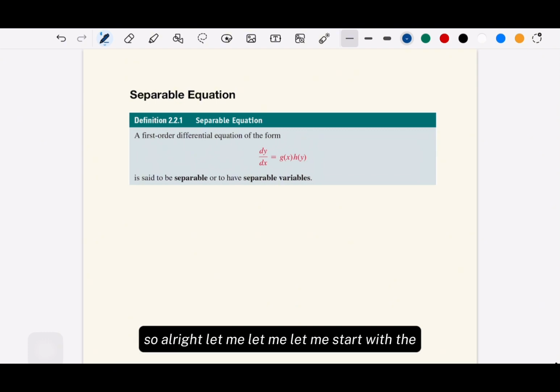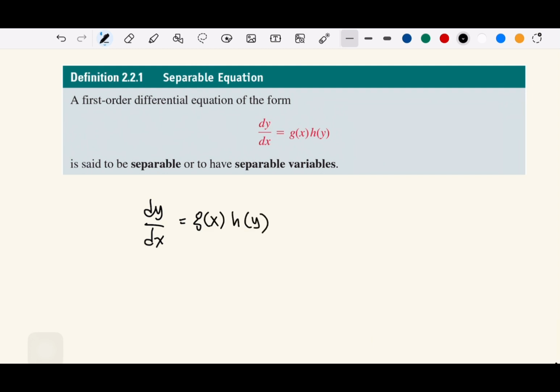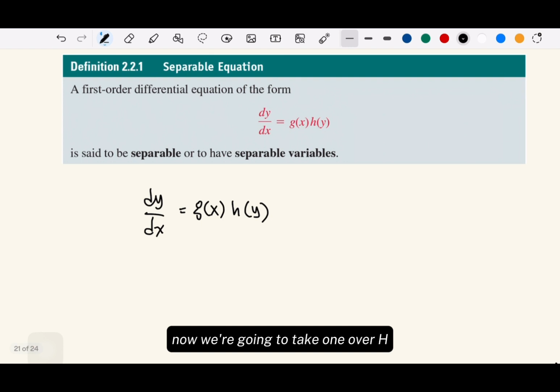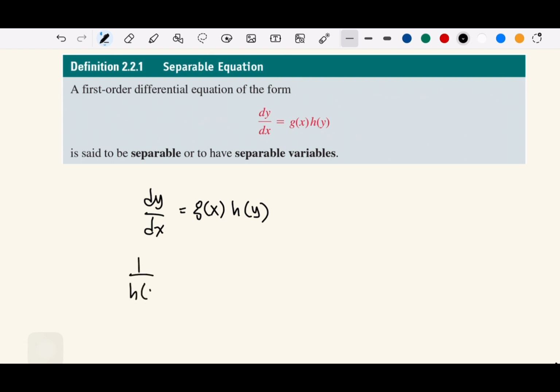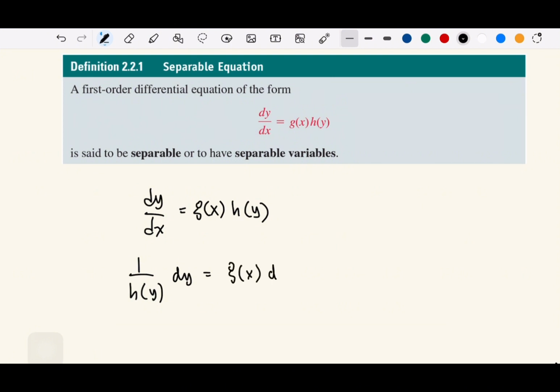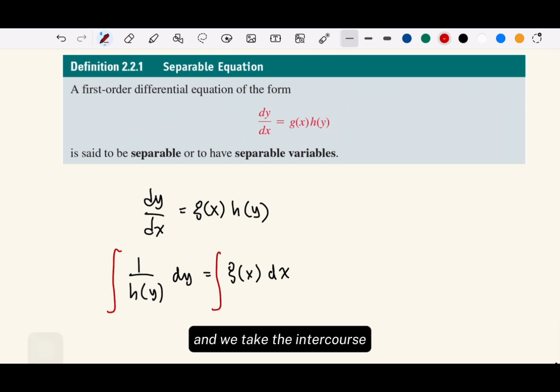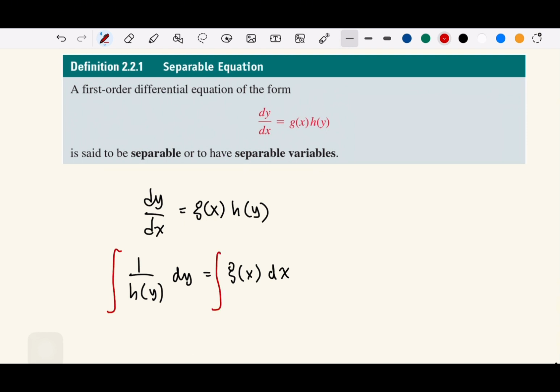Or maybe let me start with the general form. So if you have dy dx, and then you have g of x h of y. Okay. Now we are going to take 1 over h of y dy, and then we are moving dx to the right side. And then we are going to take both of them, and we take the integrals. Okay.